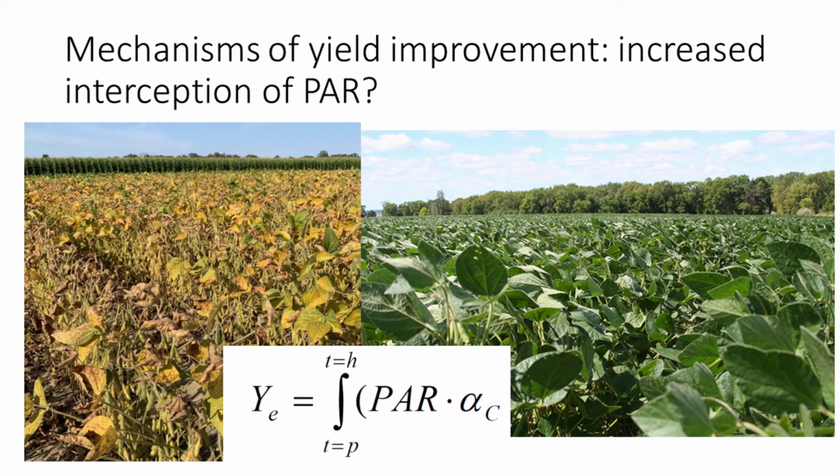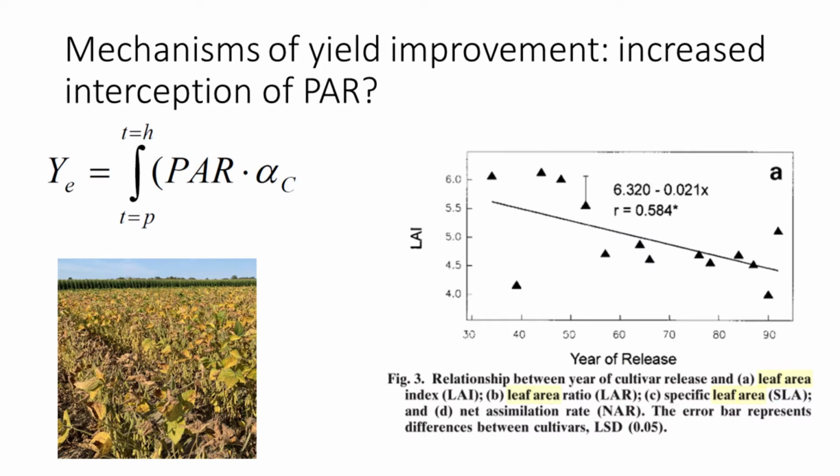And so we can ask the question, and then one of these scientists will answer it: did this yield improvement occur because we had an increased interception and absorption of photosynthetically active radiation over the growing season? So we can use leaf area index as a proxy for the proportion of radiation absorbed by that crop canopy. And interestingly enough, we see a decrease in leaf area index over time. So newer varieties are higher yielding despite having a significantly lower leaf area index.